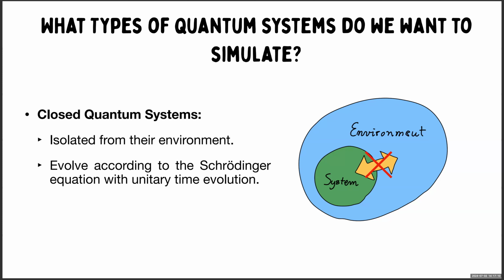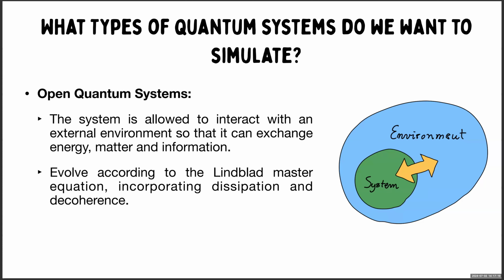We're going to spend the first few lectures talking about how to simulate the dynamics of this type of system, the closed quantum system. The second type of system we want to simulate is an open quantum system. This is a system that is allowed to interact with its external environment. It can exchange energy, information, and matter, and the system evolves according to the Lindblad master equation. This master equation incorporates things like dissipation and decoherence. We'll spend the last two lectures of the school talking about simulating this type of evolution.